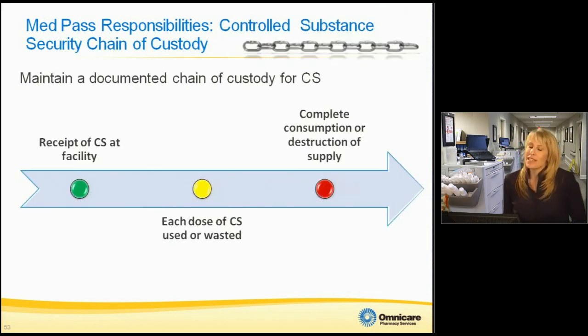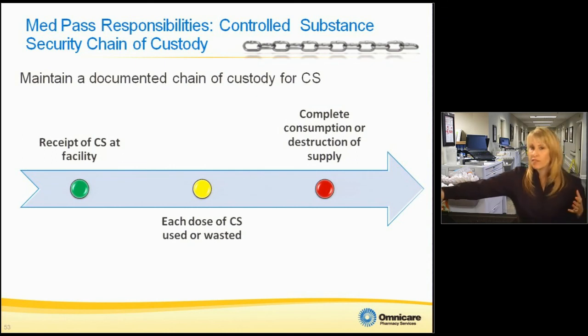If you don't know what a chain of custody is, it's basically a timeline. Now, I highly recommend that you maintain a documented chain of custody for controlled substances. So it starts when you receive the controlled substance at the facility. Someone documents that you got it, who they were, how many you got. Then each dose of the controlled substance that's used or wasted, documented. Initials, date. We know exactly what happened.